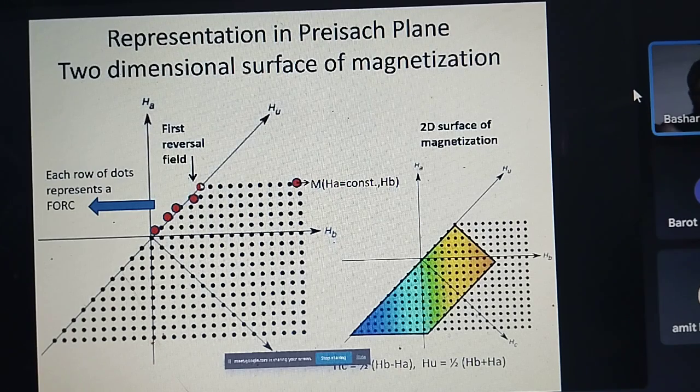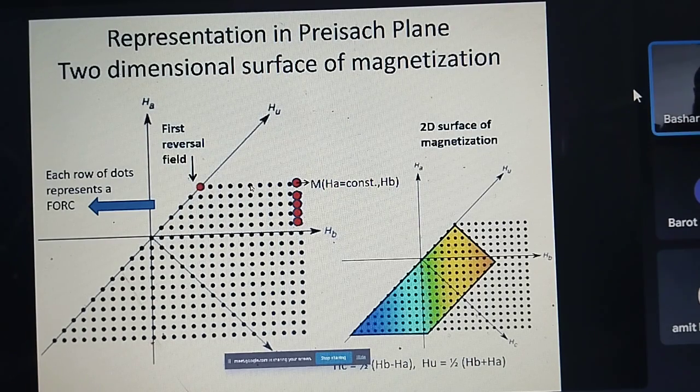Again, we saturate the sample. Now, this time we take another reversal field. Let it be minus 1200 oersteds. Again, from this reversal field, we increase the magnetic field in steps. Then third curve, then fourth curve, and fifth curve. So this way, at every point in this diagram, each point represents a reversal field and the applied field.